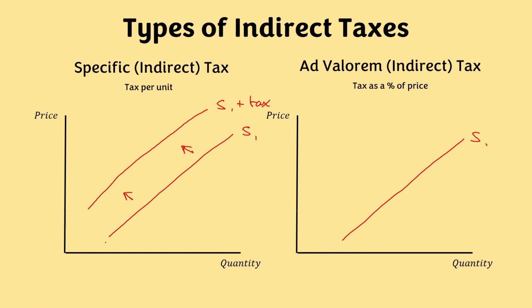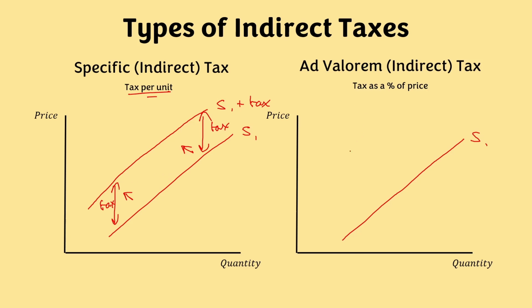Now, what does this mean in terms of the tax? This means that no matter the price of the good, the amount that is taxed is the same, okay, whether it's a high price or a low price, okay? The tax never changes. It's a tax per unit, okay?